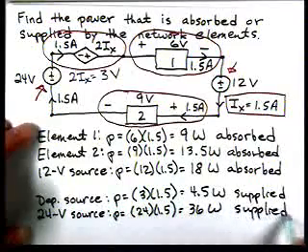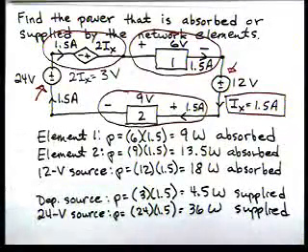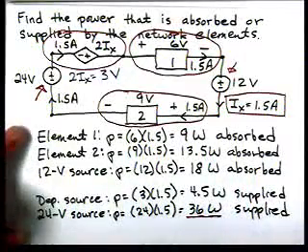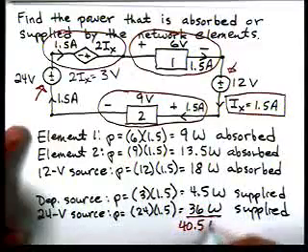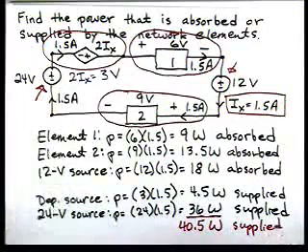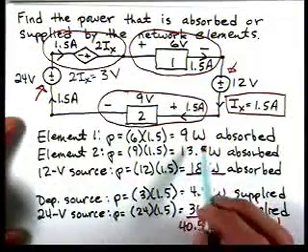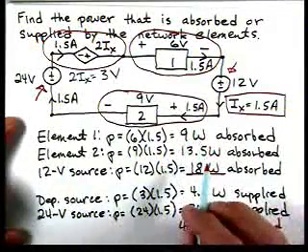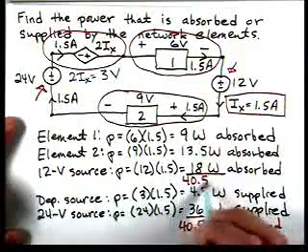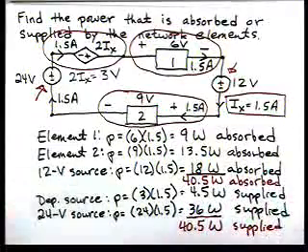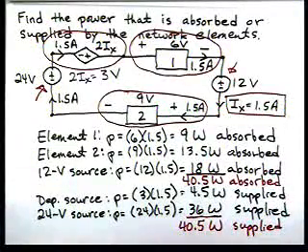Now, as a quick check, if we go in and add up the power supplied, we're going to get 40.5 watts total supplied. And then if we go up and sum up the power absorbed, we're also going to get 40.5 watts absorbed, which verifies Tellegen's theorem: the power absorbed is equal to the power supplied.